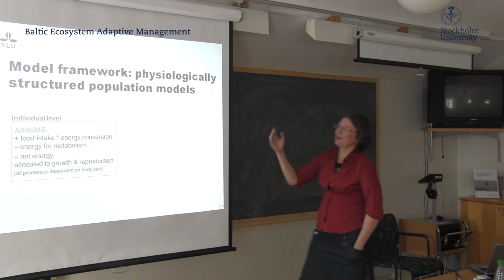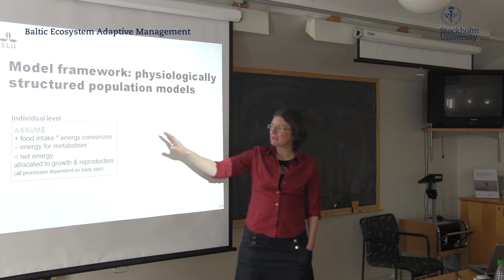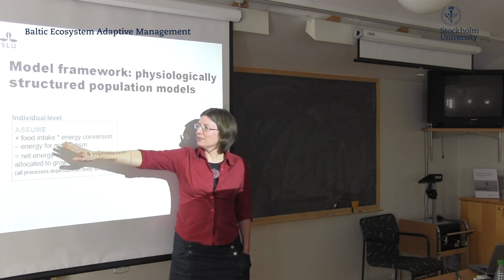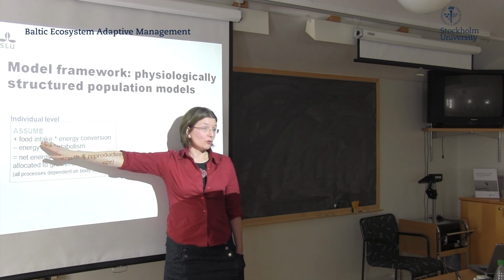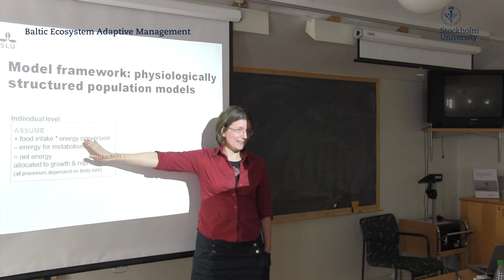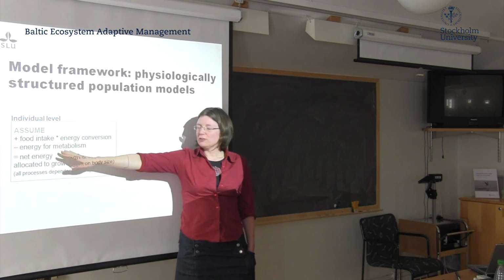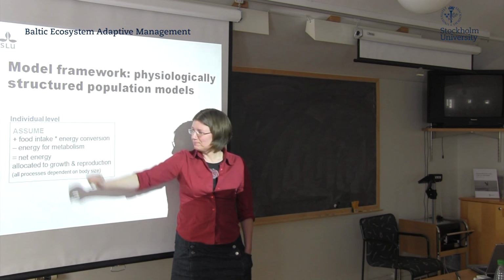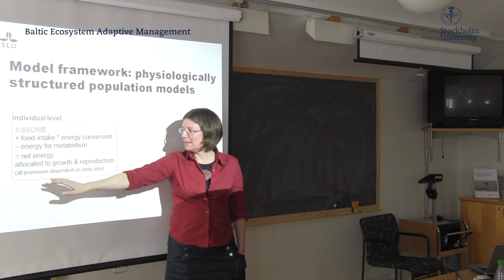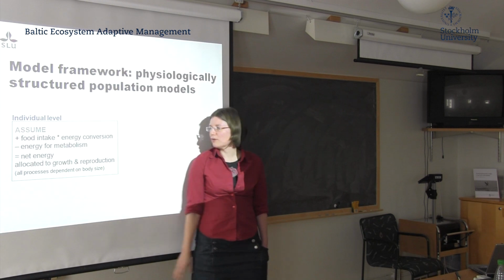Okay, so what we do, here is the individual level. And what you assume in the model is that the energy for the individual increases with food intake, so eating, and you have some conversion of how that eaten energy is converted into your own body mass or energy that you can use, while you take away the energy that's needed for metabolism. And what's left is some net energy that can be used for the individual. And that's allocated, once you've taken away metabolism, to growth and reproduction.